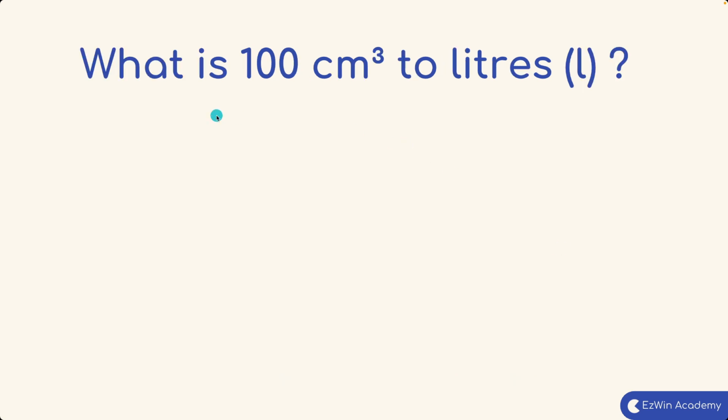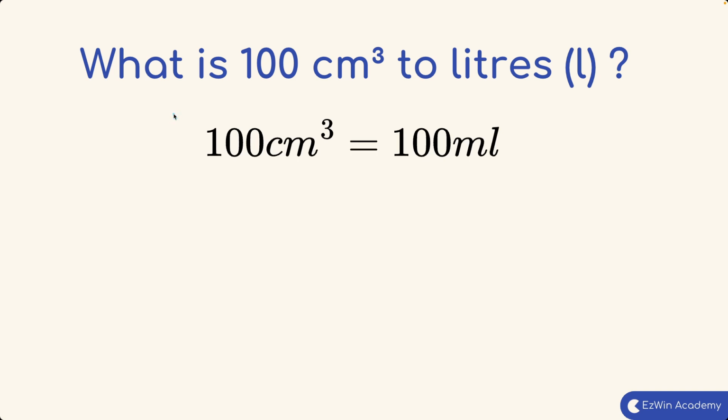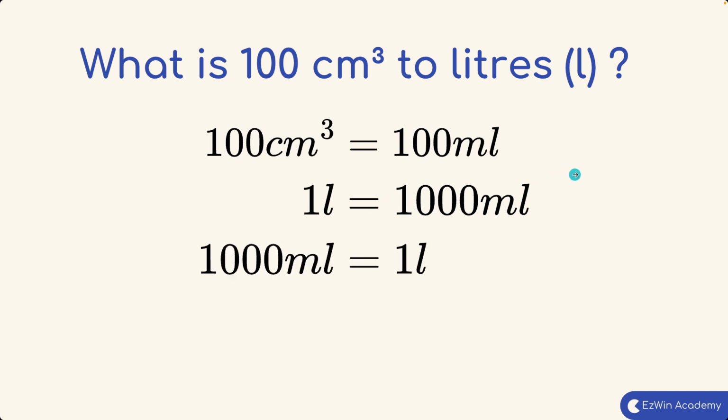Now, the next thing is what is 100 centimeters cubed to liters? You know that you have 100 centimeters cubed and it's equal to 100 milliliters. Now, 1 liter is equal to 1000 milliliters. So we can also say 1000 milliliters is equal to 1 liter.